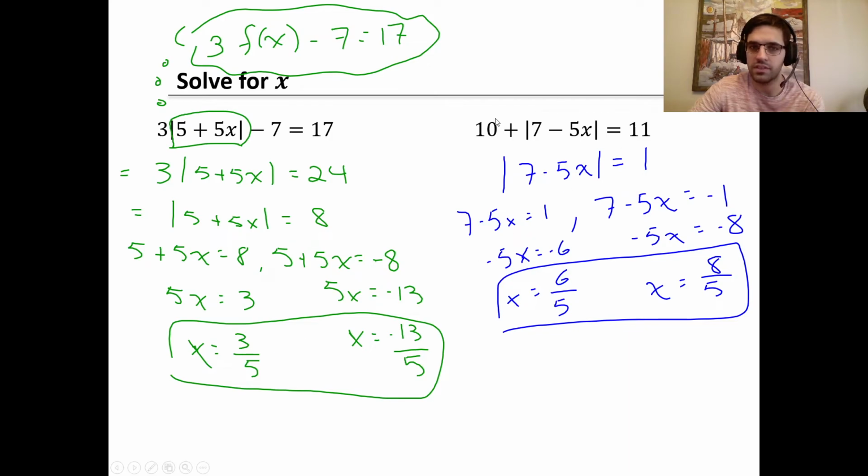Same thing for the second example. To get the absolute value function by itself, we're going to subtract 10 from both sides of the equation. And then to get rid of the absolute value function, we'll write the expression inside equal to positive 1 and negative 1, and we'll solve each of our equations for x.